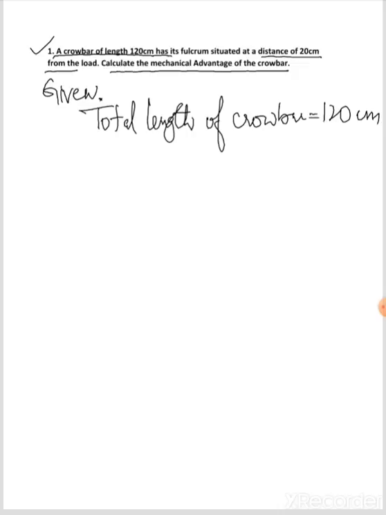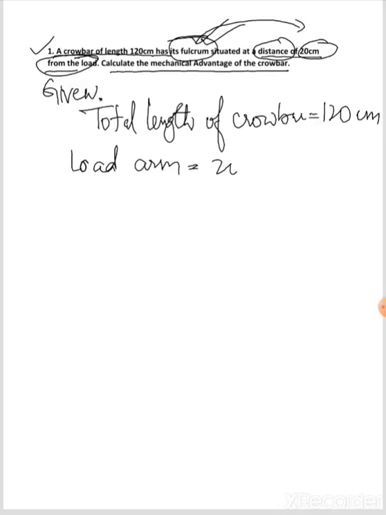The fulcrum is the point through which the lever rotates, isn't it? That is called the fulcrum. And the distance from the fulcrum to the load we call the load arm, isn't it? So the distance is 20 centimeter from the load. The fulcrum is 20 centimeter away from the load. That means the load arm is given, so the load arm is 20 centimeter.